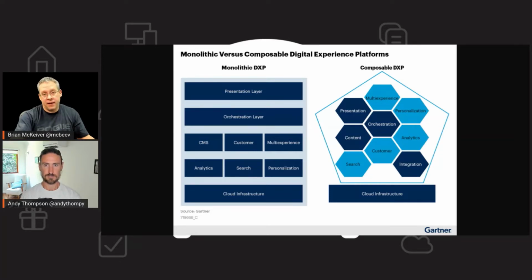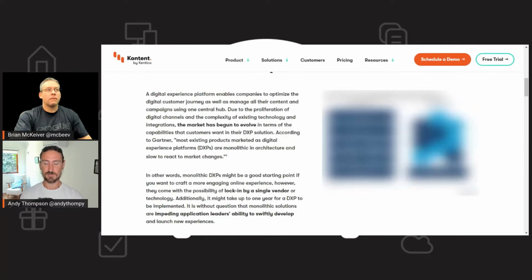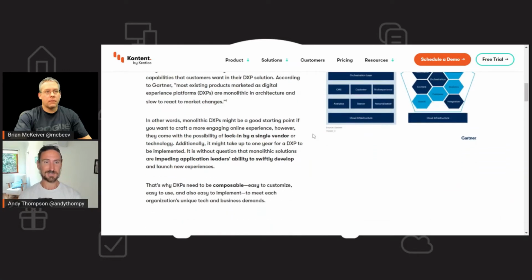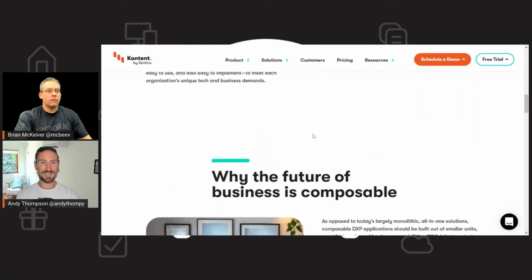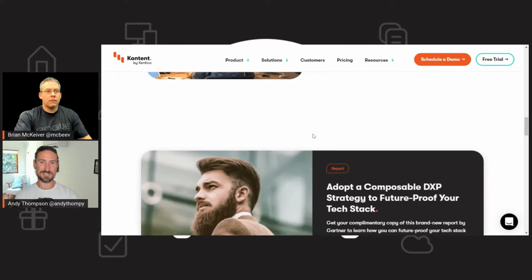I think I agree with you. I basically think Gartner, they did a great job of explaining the two sides of the coin that we have here. I think it's good to point to something like Gartner. I mean, I also like Content's explanation, but if you're looking for information on composable DXP, I would be careful looking at vendor explanations, because everyone wants to be considered the best in every scenario.